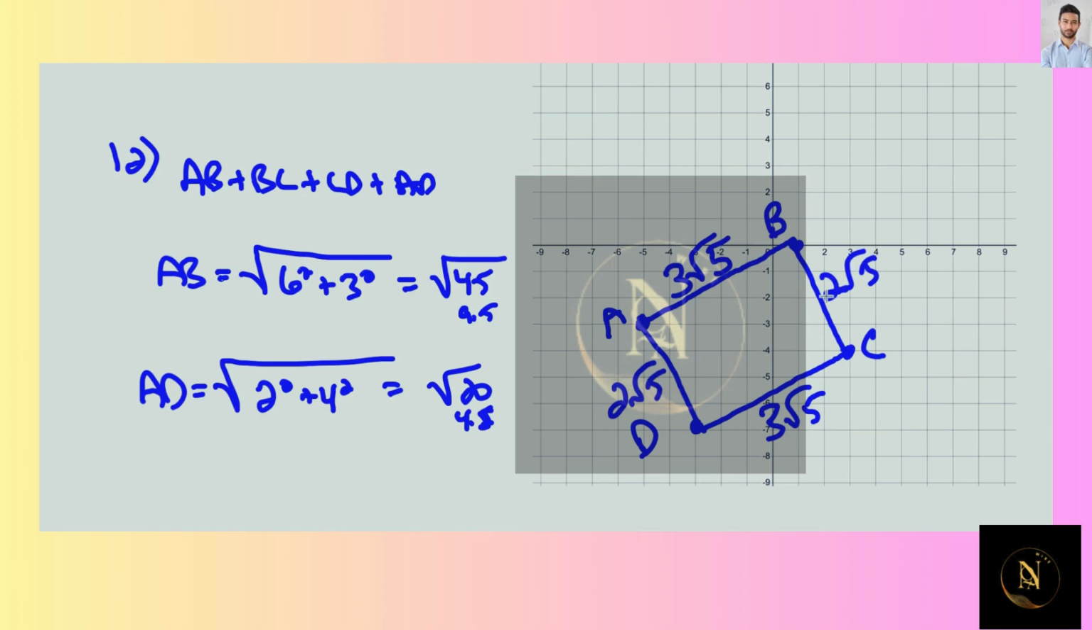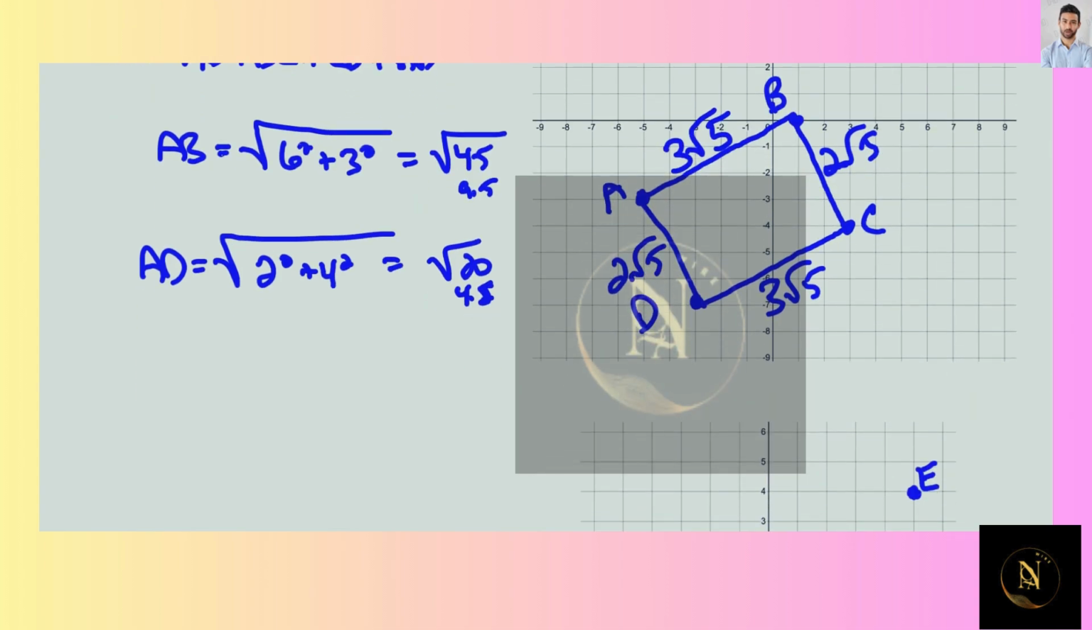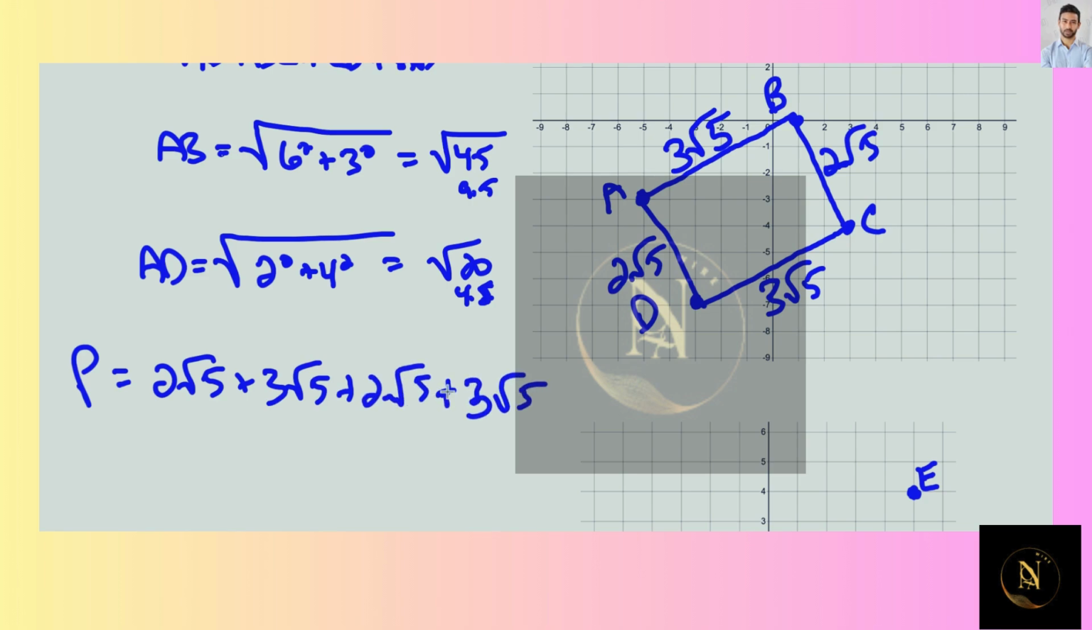So the perimeter would be 2 square root 5 plus 3 square root 5 plus 2 square root 5 plus 3 square root 5. Or 2 plus 3 is 5, plus 2 is 7, plus 3 is 10, so 10 square root 5.